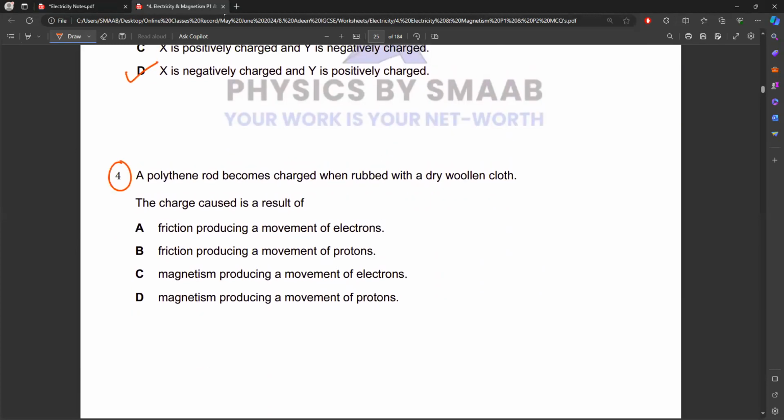Question number four. A. So the charge caused is a result of friction producing a movement of electrons, right? Because it is due to the friction and only electrons are able to move. So that's why there will be movement of the electrons.